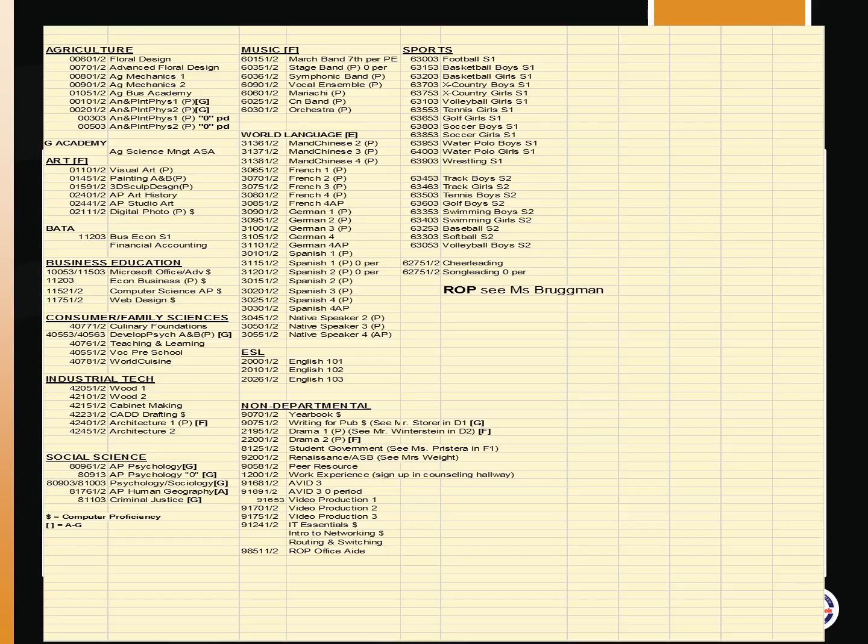Moving back to the top in the middle, we have the Music Department. Marching Band, which is a 7th period, the Stage Band, which is a 0 period. We also have Symphonic Band, Vocal Ensemble, which is a singing class, Mariachi, which is a class that you can take even if you do not know how to play an instrument, Concert Band, and Orchestra.